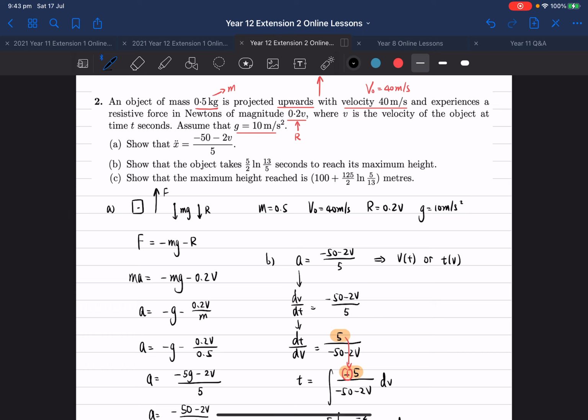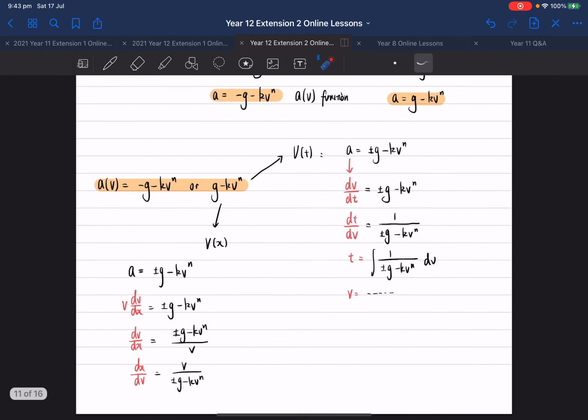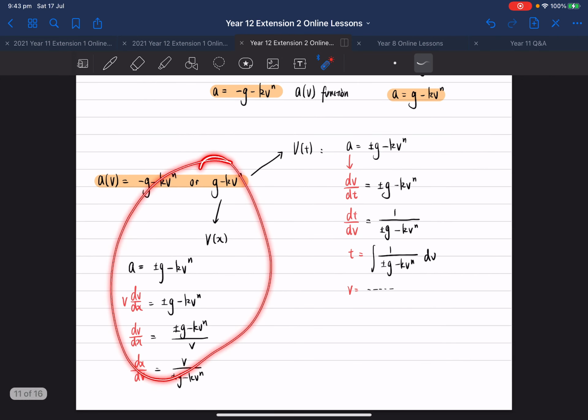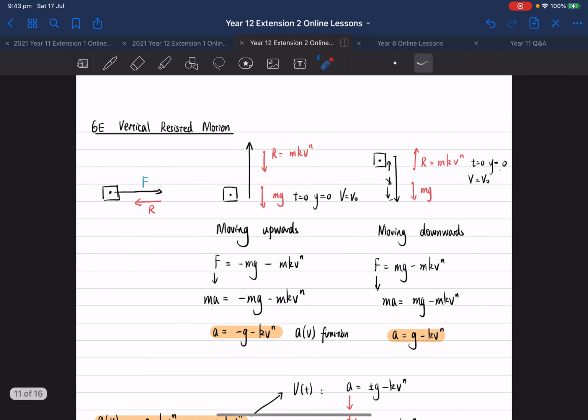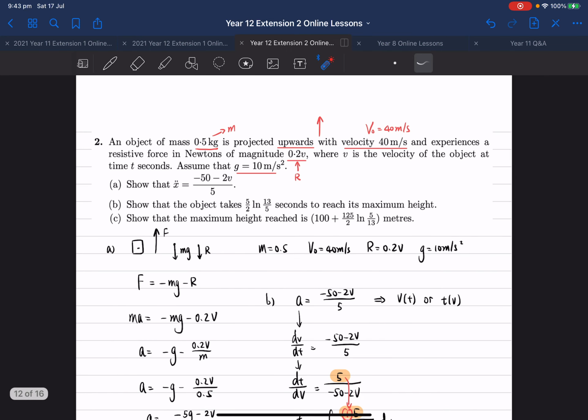All right, next one. Find the maximum height, or show that the maximum height reached is this amount of meters. Now this is interesting. For maximum height, v equals 0. This is in terms of meters, which means we need the x values. So the third part, question C, requires us to find the Vx equation. We need to use this method here to find the Vx equation and to show it. Let's start by using this equation and also the initial condition.